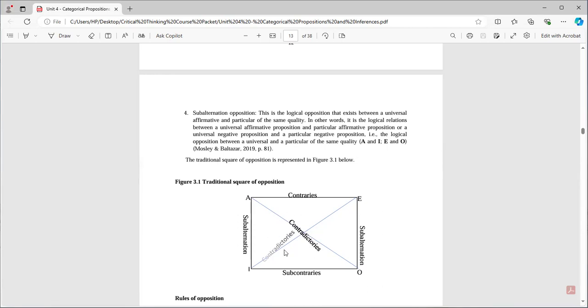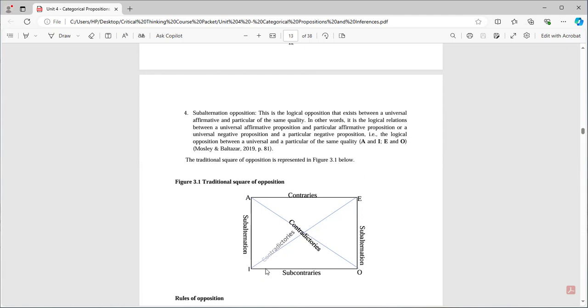So I've used this table to illustrate what we have just explained above. A versus E, contraries. I versus O, sub-contraries. A versus I or E versus O, subalternation. A versus O or E versus I, contradictories.